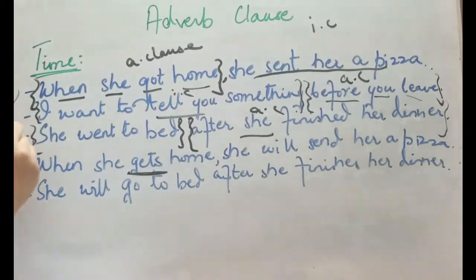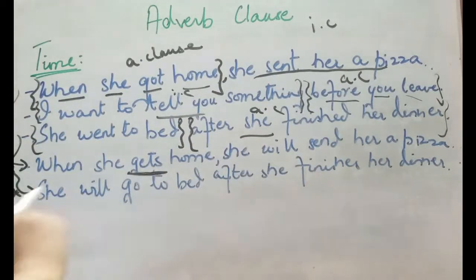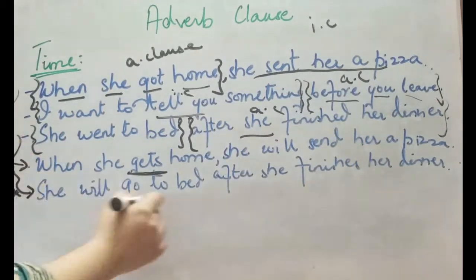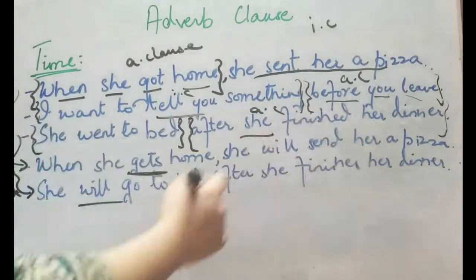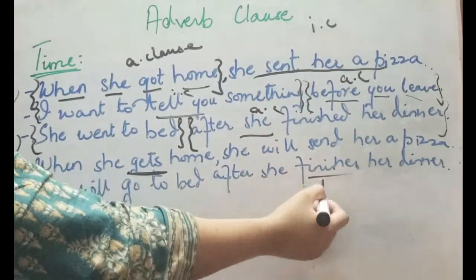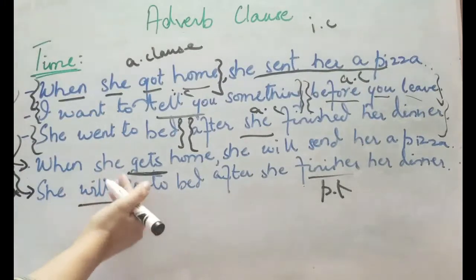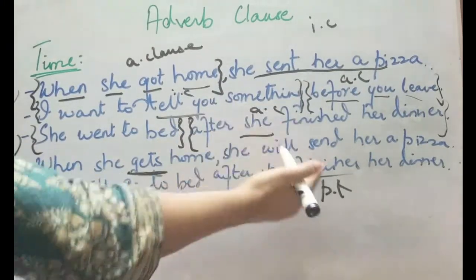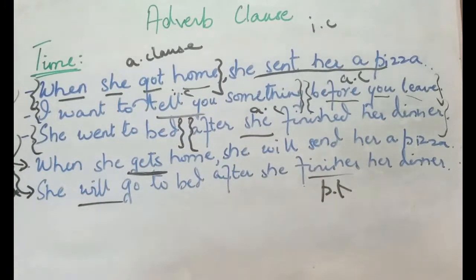Now, I've repeated the third one over here. I've just changed the tenses over here. She will go to bed. I'm talking in the future. After she finishes her dinner, okay, after she finishes. So this is your present tense. Whenever you are talking in your future tense, you cannot have a future tense in another part of the sentence, but you will have a present tense lying over there.